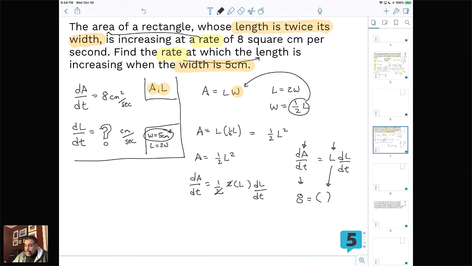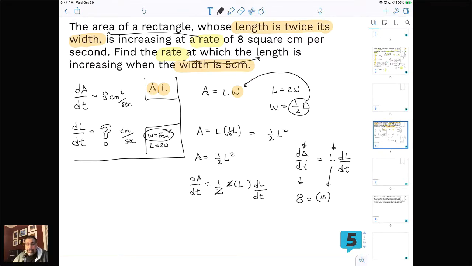So I've taken the derivative. I know W is 5. Because W is 5, L ends up being 2 times that, which is 10. And now I've got dL over dt in my equation, but that's fine because that's what I'm solving for. So the last step here is to isolate dL over dt. And I'm going to do that by dividing both sides by 10. So I'll get 8 over 10, which is the same as 4/5.